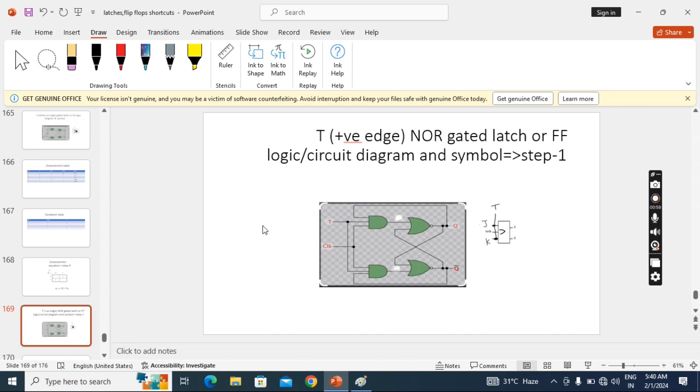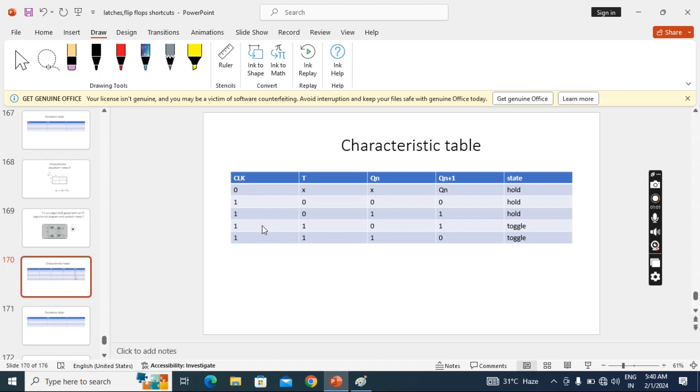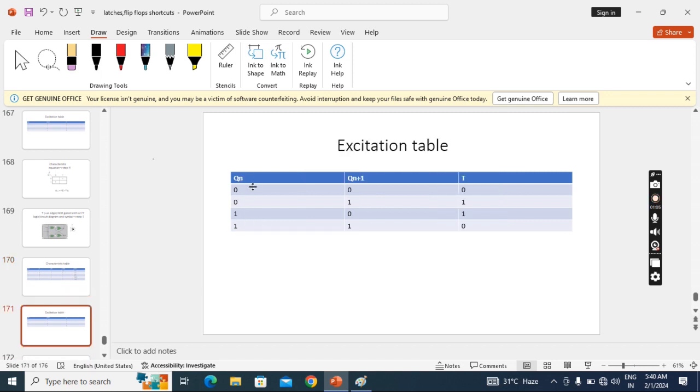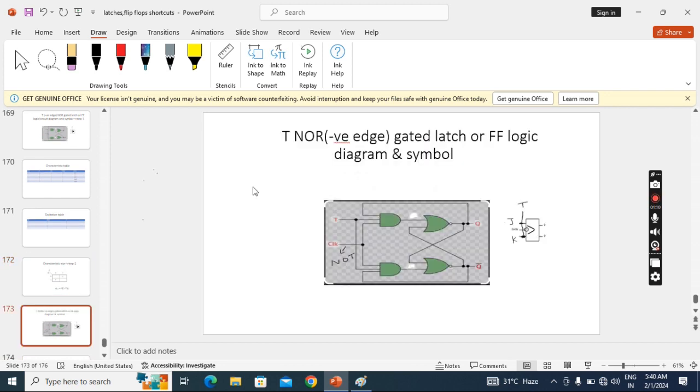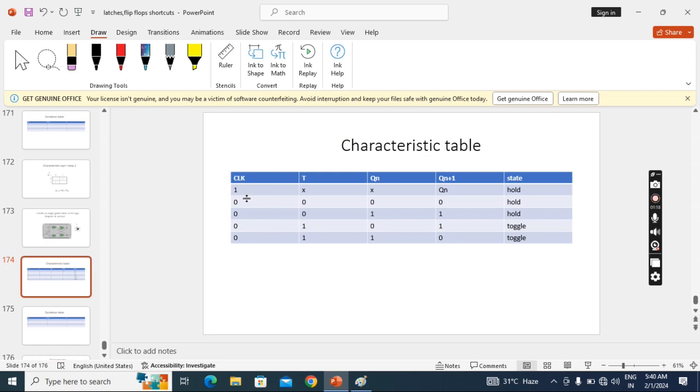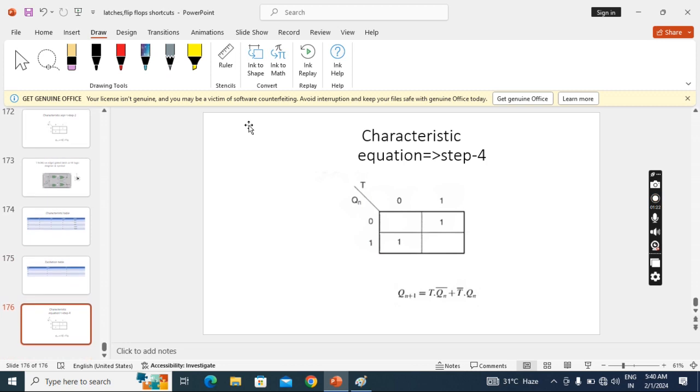and here the triangle symbol will come. Now these work with edges. Excitation table and characteristic equation same as latch. Now with the negative edge, NOR latch part, here a NOT gate and here a circle, bubble and triangle symbol will come. Here it will work with edges. Excitation table and characteristic equation same as latch. Right. Complete.